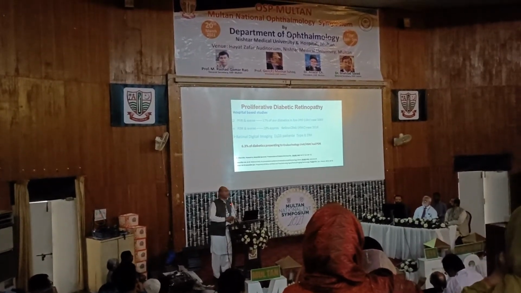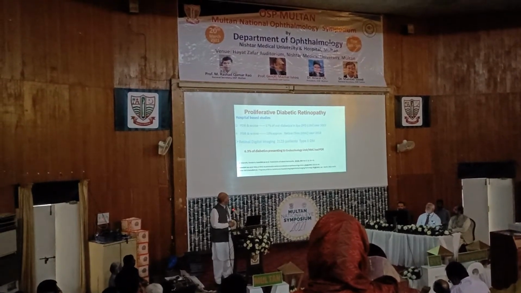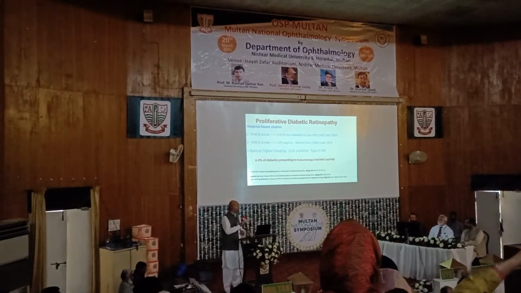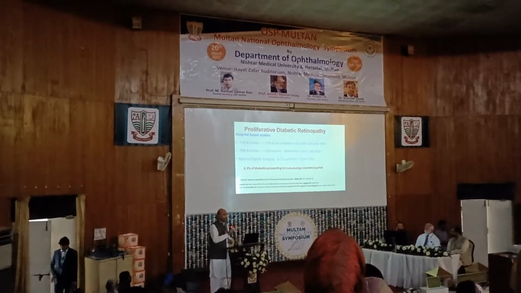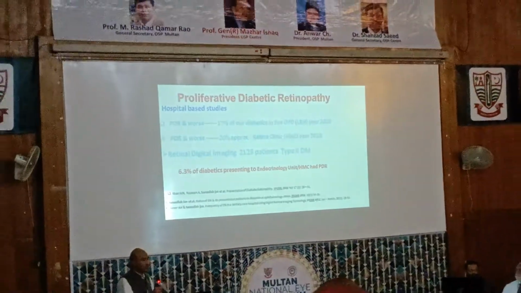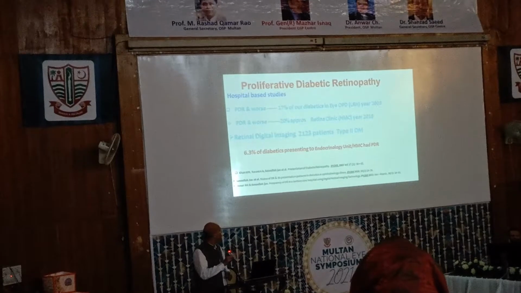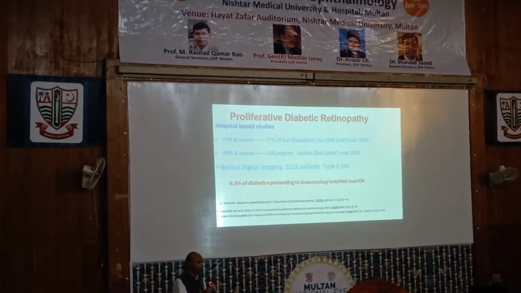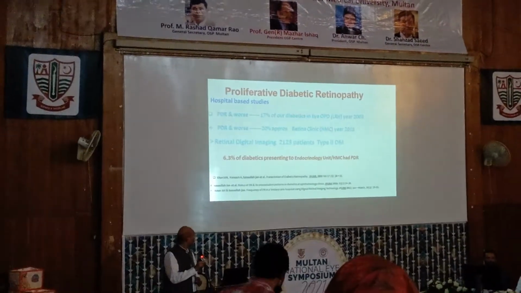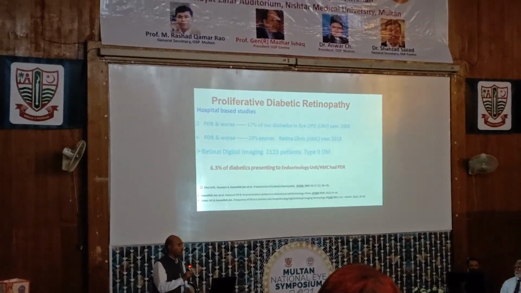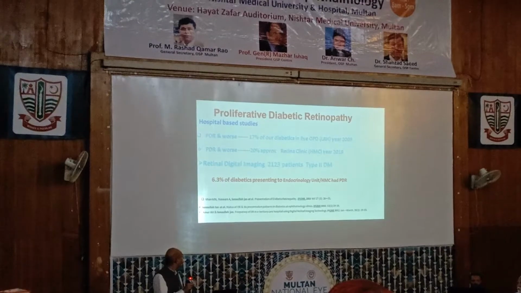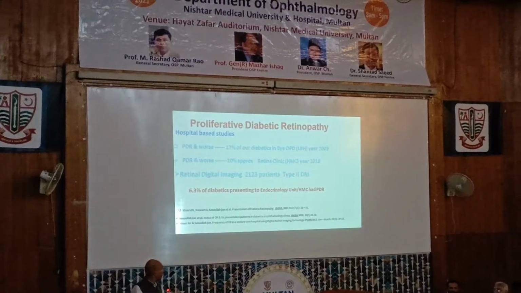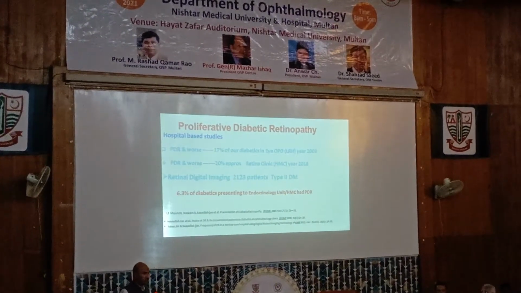We did some hospital-based studies, and we found that in 2003 we reported that 17% of our diabetics in eye outpatients were having proliferative diabetic changes. This figure was the same in 2018 also. 20% of our patients presenting to retina clinic were having proliferative changes. Then, in the endocrinology department, we had one study, and it showed that 6.3% of diabetics presenting to the endocrinology unit are having proliferative diabetic retinopathy.